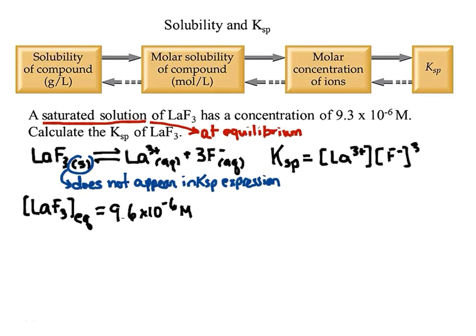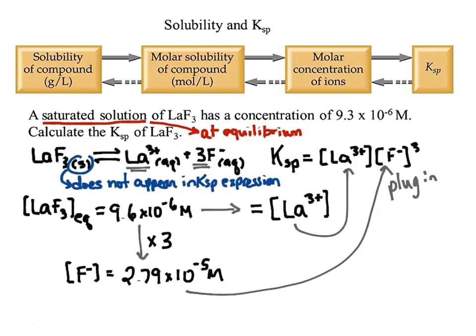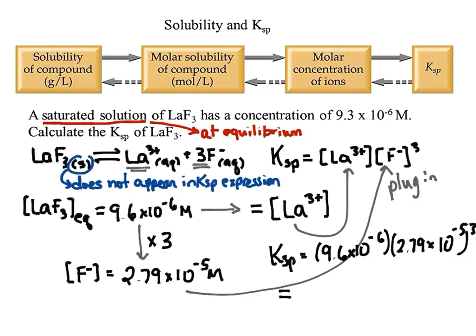So the lanthanum fluoride concentration, 9.6 times 10 to the minus 3. It looks like I should have written 9.3 times 10 to the minus 6. I apologize for that. That's going to be equal to, however, the lanthanum concentration. You don't do anything to that, so it would also be 9.3 times 10 to the minus 6. The fluoride ion concentration you would multiply by 3, and that would give you 2.79 times 10 to the minus 5, if you do 9.3 times 10 to the minus 6. I accidentally wrote a 6 there, but the 2.79 times 10 to the minus 5 is the right number. And that gives you 2.0 times 10 to the minus 19.